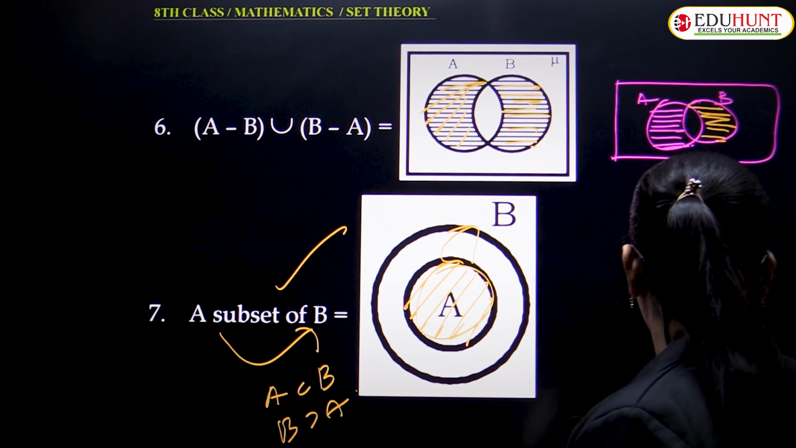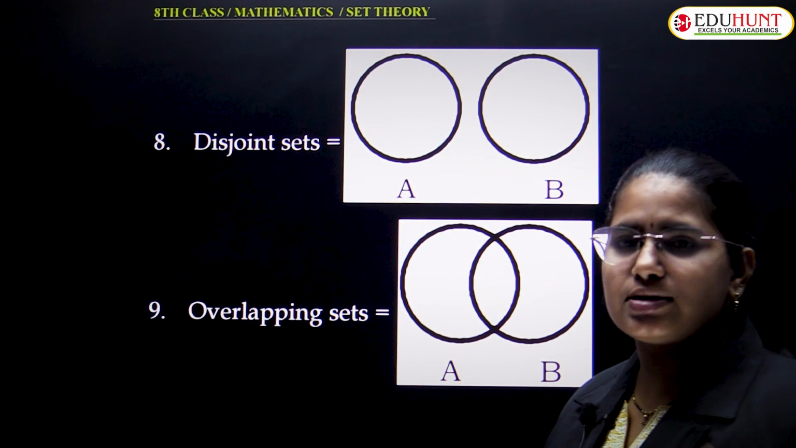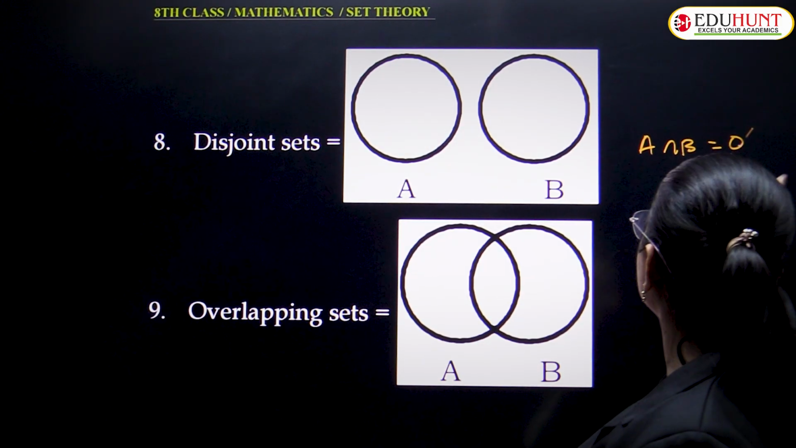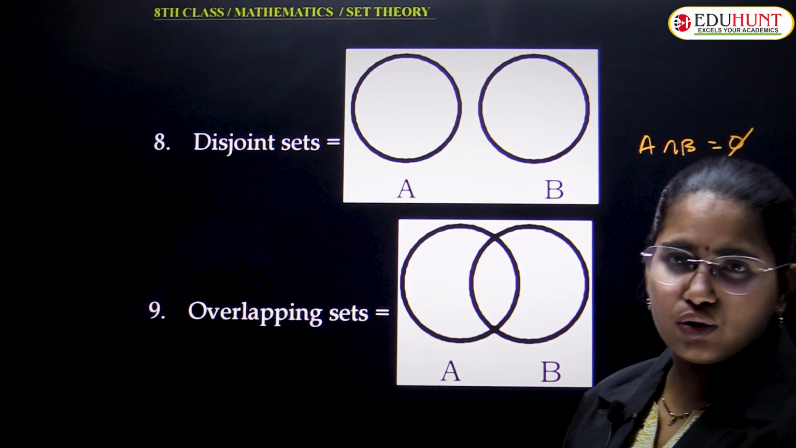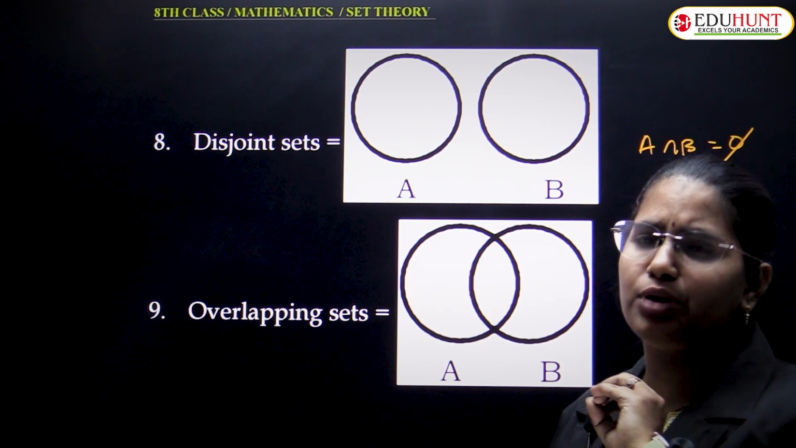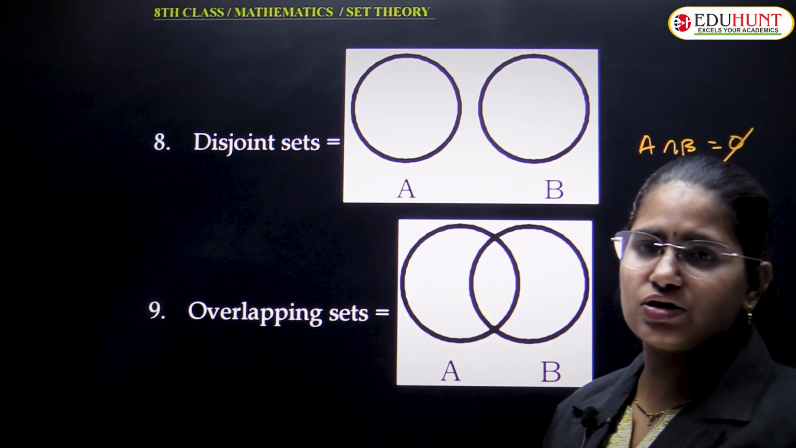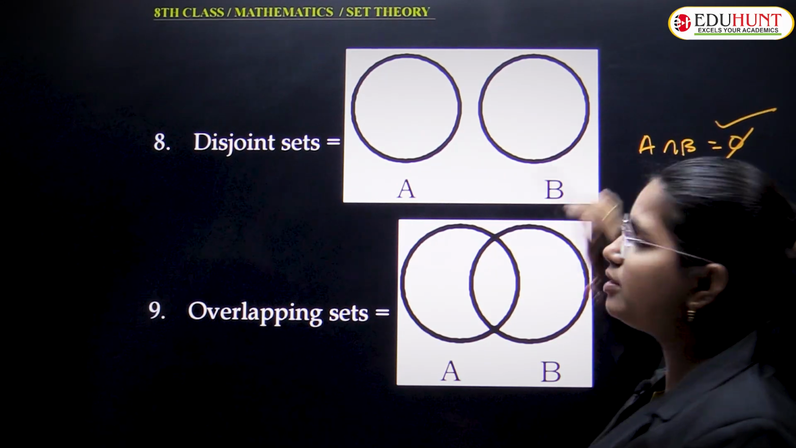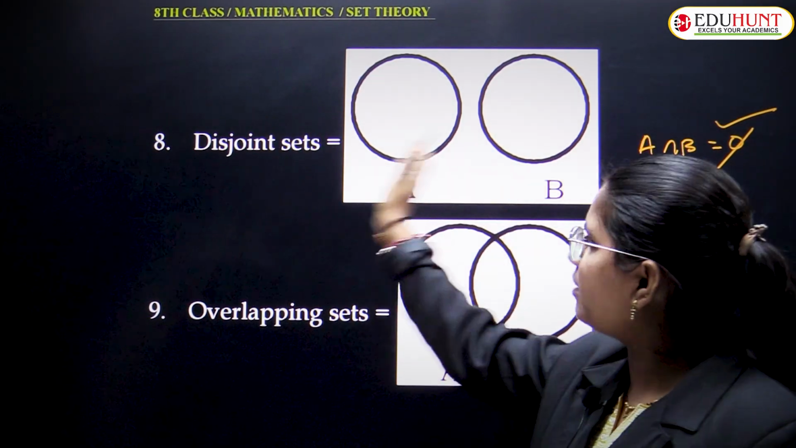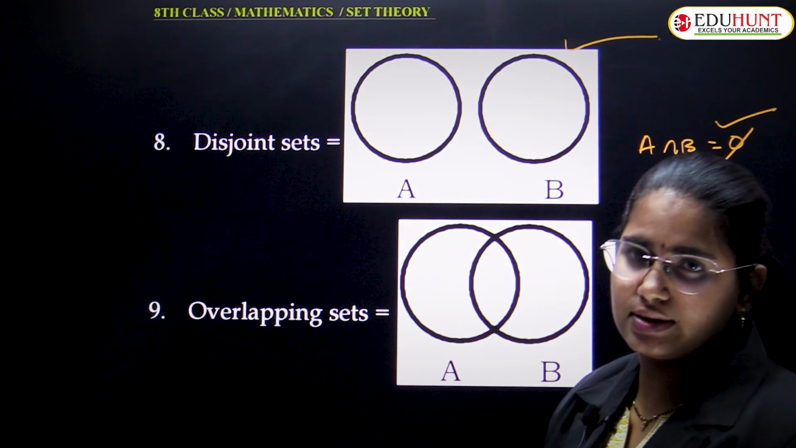Clear? Next Venn diagram, disjoint sets. Disjoint means A intersection B is the null set. Yes or no? Disjoint means you won't find any common element, any intersection element. So between the sets, A intersection B always gives a null set or empty set. You won't find anything common at all. So A is completely different and B is completely different, and this is the diagram of disjoint sets.